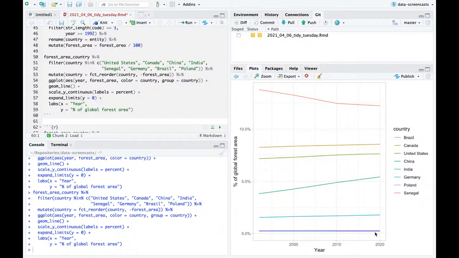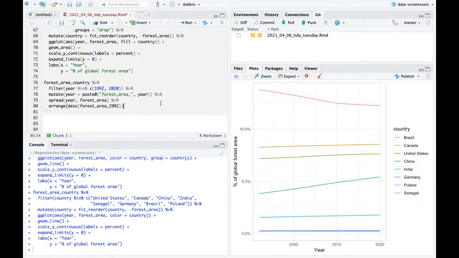So the answer is that if group were numeric, I would have had to add group equals. If country were numeric, I'd have to add group equals. Here, we're in great shape with just color equals country. Just want to answer that code question quickly.